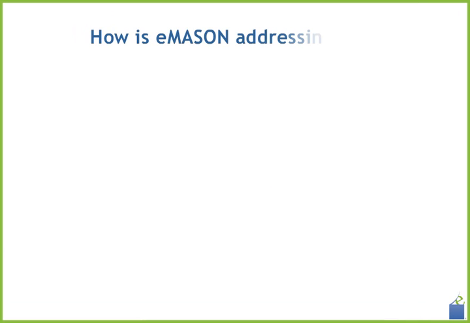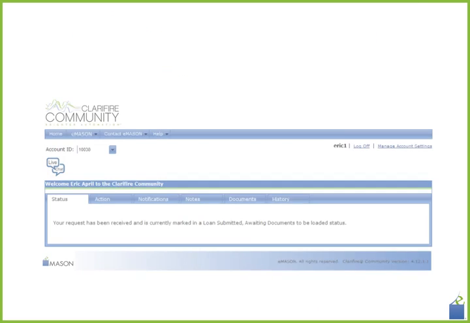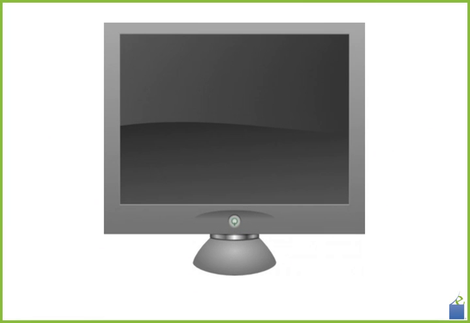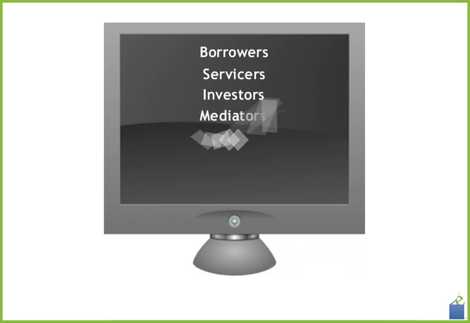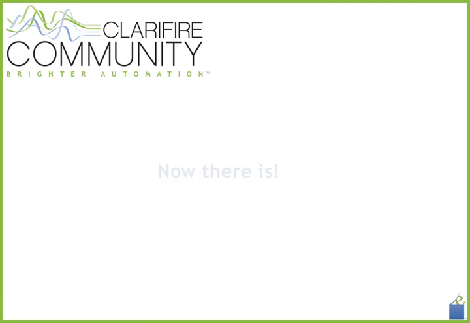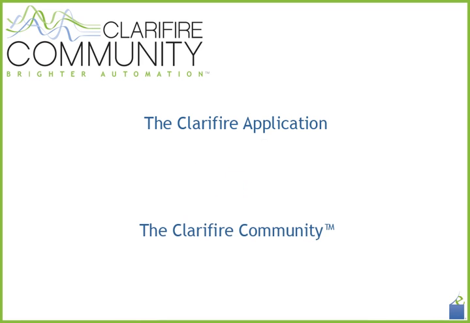How is eMason addressing this and staying ahead of the curve? With the Clarifier community. What if there were one place borrowers, servicers, investors, mediators, counselors, attorneys, and brokers could each have visibility into a loan or property? Now there is. Servicers or investors can have their version of the Clarifier application linked to the Clarifier community to allow access, visibility, and opportunity to other groups that were previously left out of the solution.